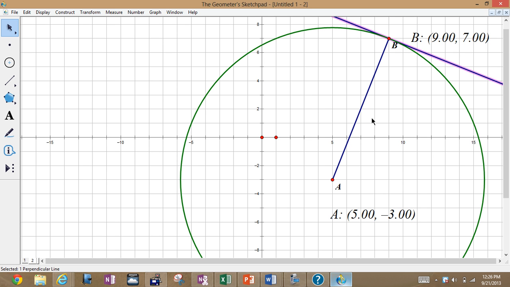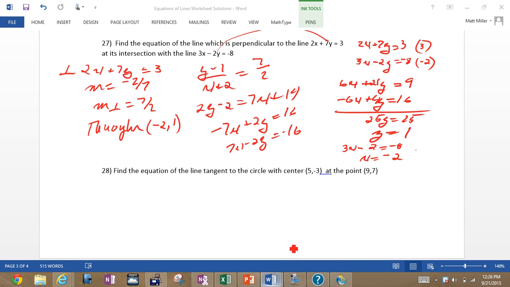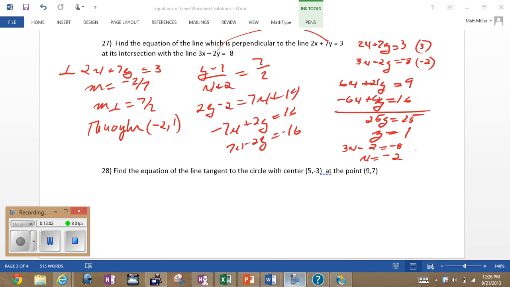Use its negative reciprocal as the slope of the line in question, along with the point 9, 7. So again, the concept of geometry here is that a tangent hits a circle at one point, and the tangent will always be perpendicular to the radius at that point of tangency. Okay, so that should pretty much give you the notion of how to proceed on solving that problem. So I trust that's what you will do now.